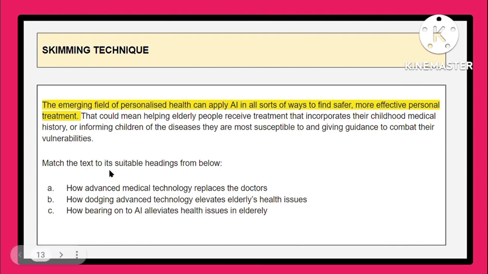So the question is just like the previous one. We have to select the perfect heading for this passage. So let's see what the options are. And once again, I'm going to highlight the words, the nouns that speak the most from the questions.